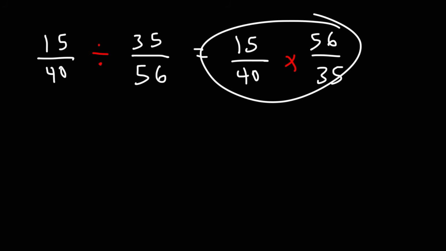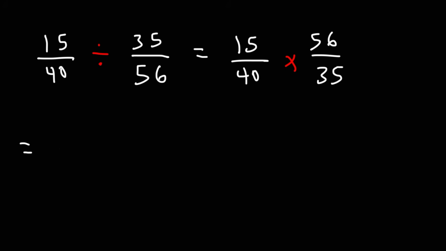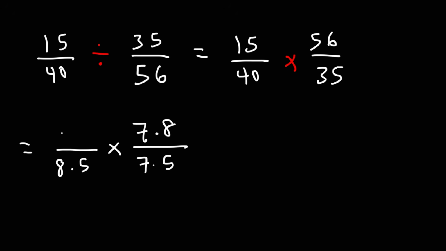So let's break up these fractions into smaller numbers. 35, the only way we can break that up is into 7 and 5. 56, we know that's 7 times 8. 40 is 8 times 5. And 15 is 5 times 3 or 3 times 5. So we can cross out an 8. We could cancel a 7. And we can cancel a 5. So we're left with 3 over 5. And so that's it for this problem.